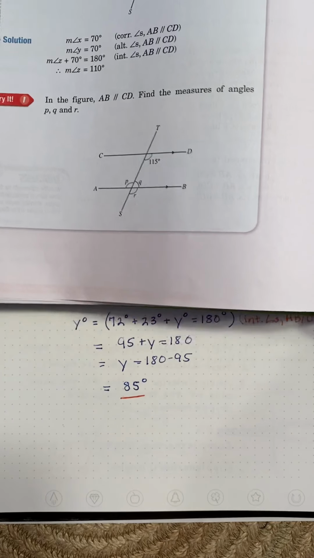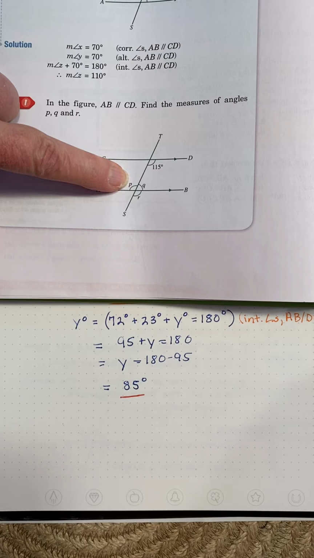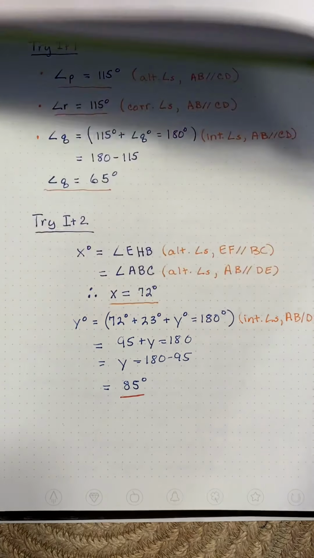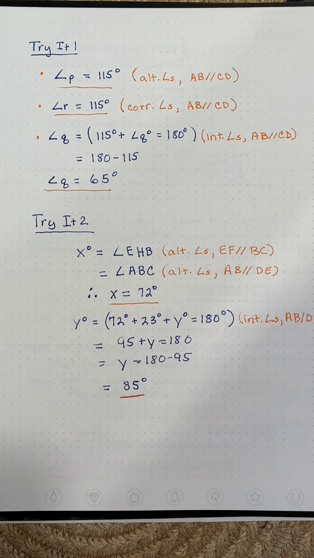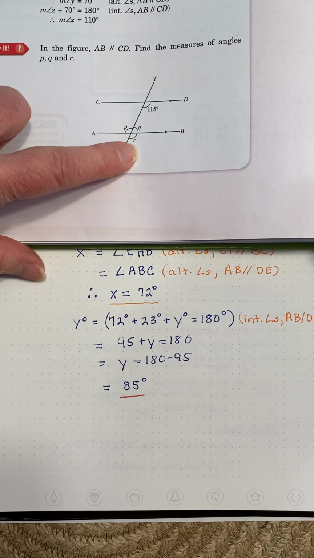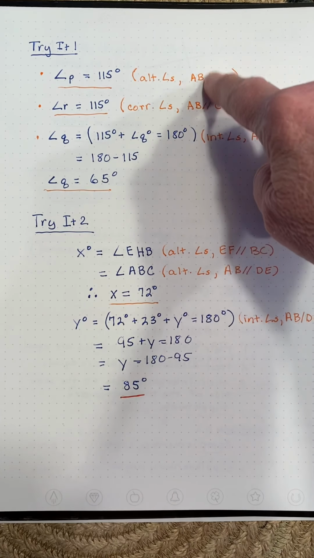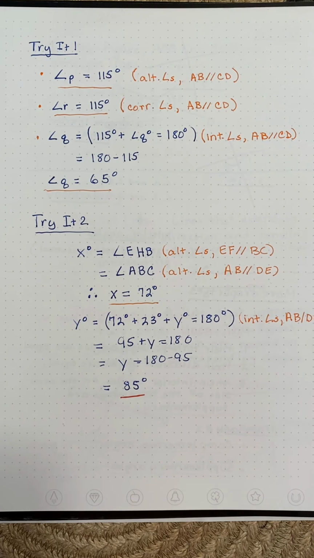So let's just take a look at that. So here's 115, here's the alternate interior angle. They are equal. Okay, continuing, angle R, therefore, is also equal to 115 degrees because they are corresponding angles, because the lines are parallel. That's all this means. They're corresponding angles.